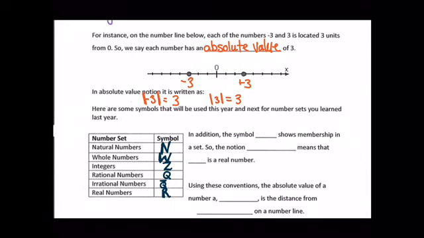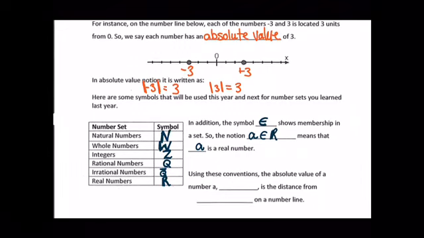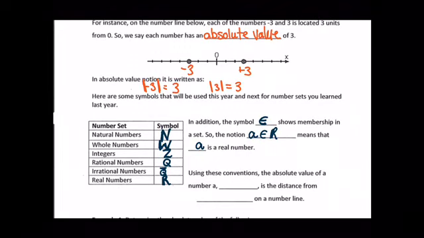And in addition to these symbols, we use the ∈, which tells us it's an element of the set. So I've used things like A is an element of all real numbers, which means A is a real number. So when we're looking at the absolute value of a number, A would be all real numbers when you do the absolute value of it, because it's the distance from 0 on a number line.